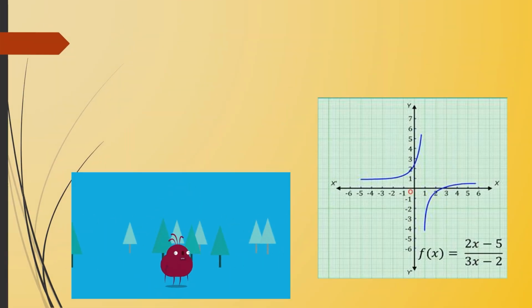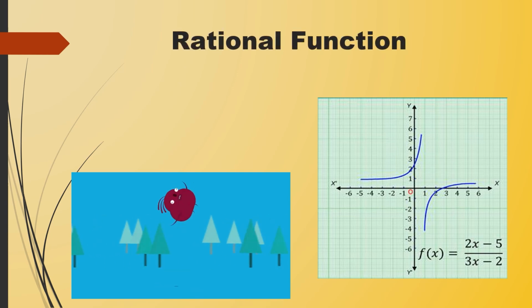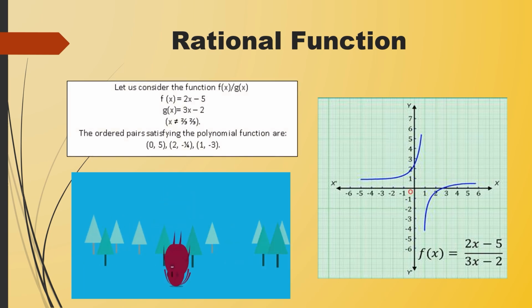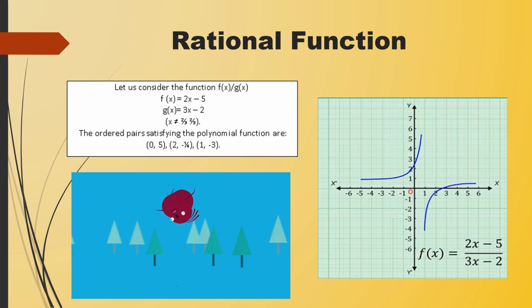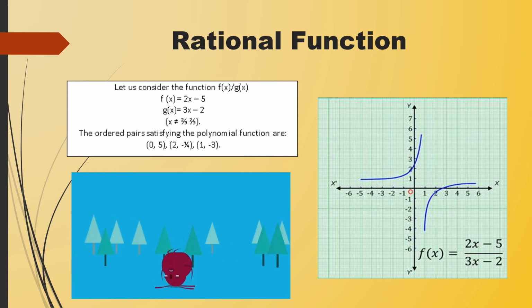Rational function. If f(x) and g(x) are two polynomial functions, then f(x) over g(x) such that g(x) is not equal to 0 is known as a rational function. Let us consider the function f(x) is equal to (2x minus 5) over (3x minus 2). The graph is plotted on the screen.